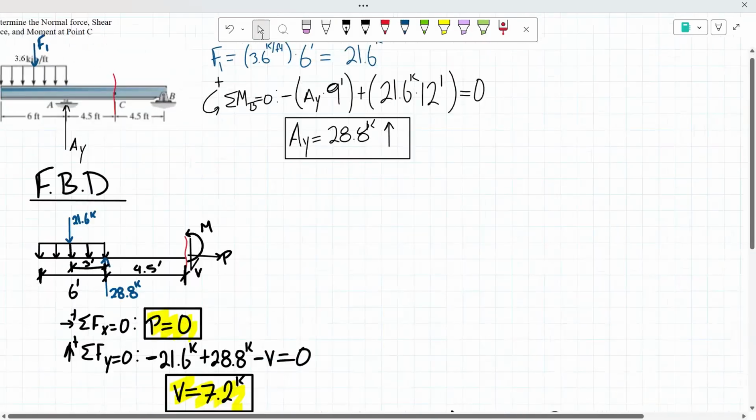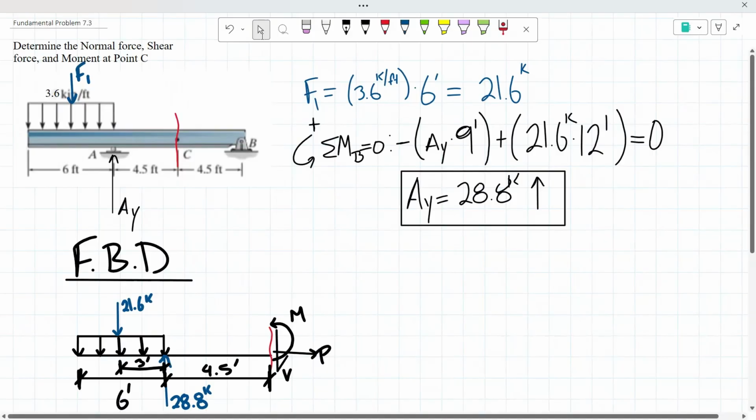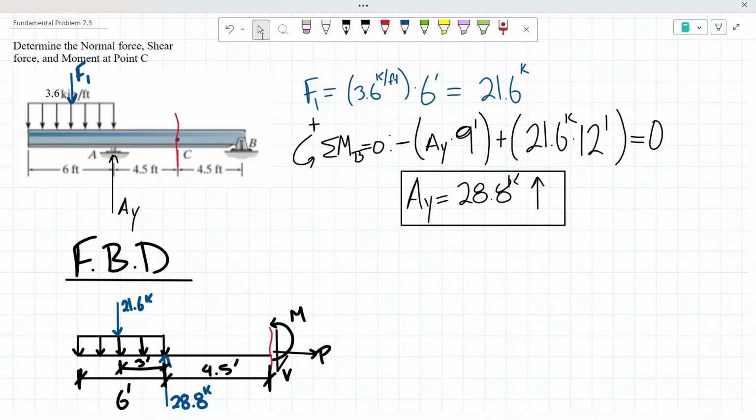So once again, this problem was asking us to determine the normal force, shear force, and moment at point C. Since it's asking us for a specific point throughout the beam, we cut the beam right at point C. From there, we analyzed both sides of the beam to see which one would be easier. Since we were dealing with the left side of the beam, I found the concentrated force of that distributed loading as well as where it was going to be located. And after that, I was able to determine the value of our unknown reaction.